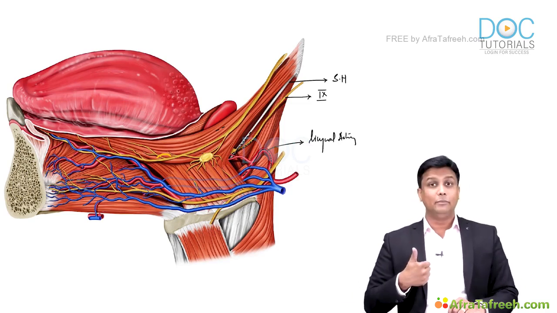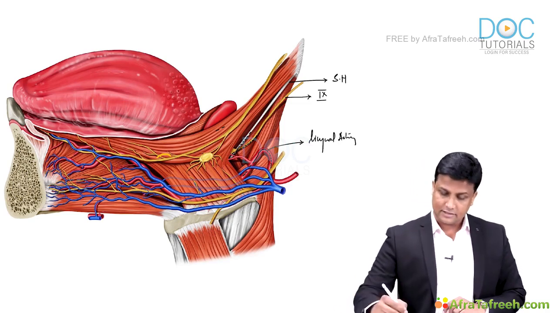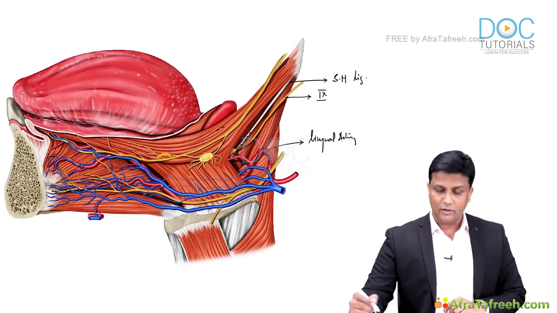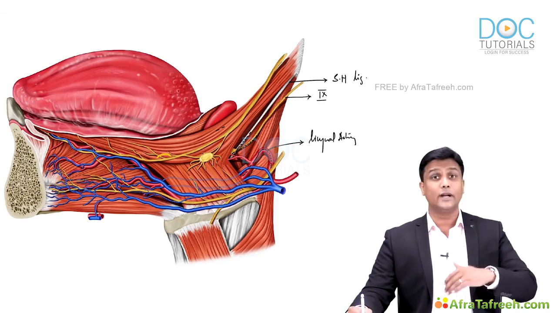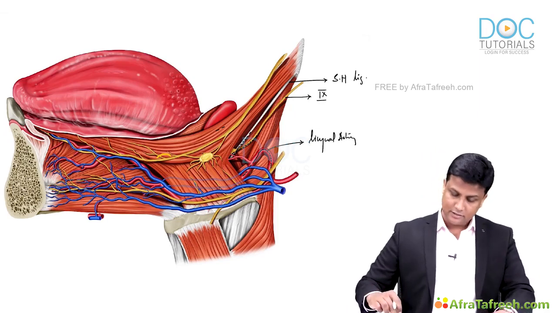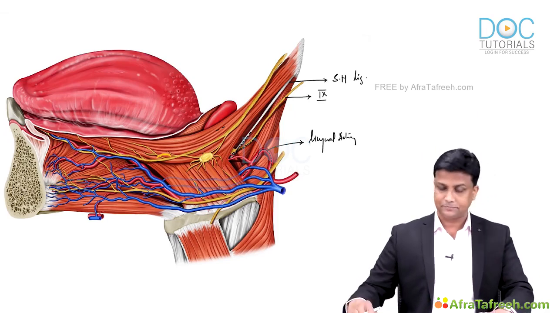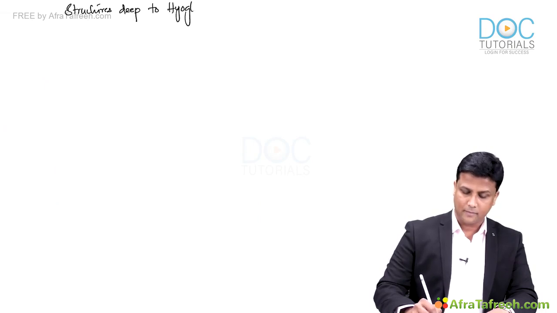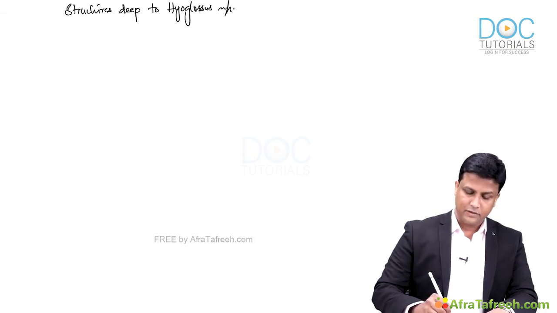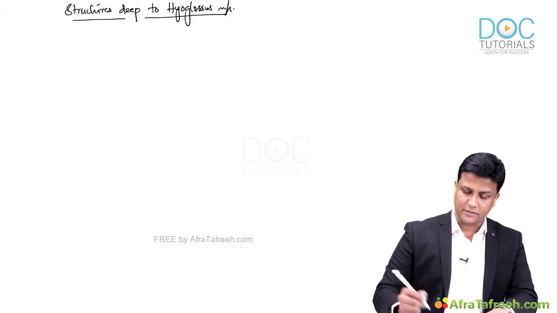So stylohyoid ligament, this time it is not the muscle, guys, it is actually the ligament. Stylohyoid ligament, the 9th nerve, and the lingual artery, all these three structures are going deep to hyoglossus muscle. Now let's draw our diagram here. Structures deep to hyoglossus. The structures which are going deep to hyoglossus muscle, guys.